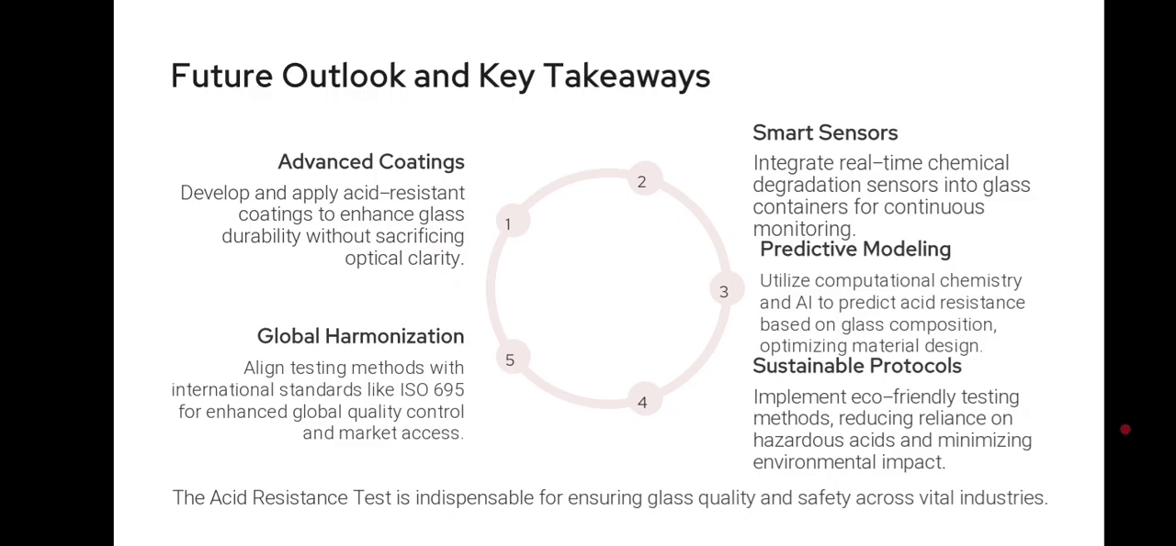In conclusion, the acid resistance test is a critical quality control method. It helps us understand how glass will behave in real world conditions, especially when exposed to acids. By knowing how to conduct the test, interpret results, and apply them in industries, we can ensure better safety, longer product life, and more sustainable manufacturing.